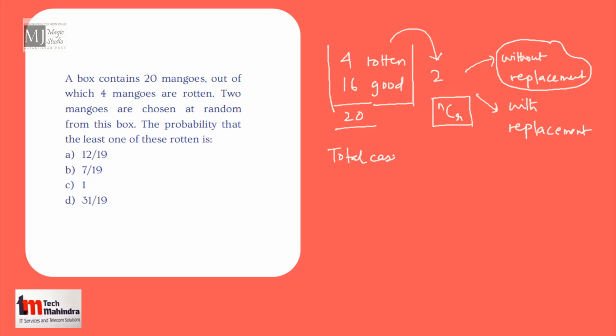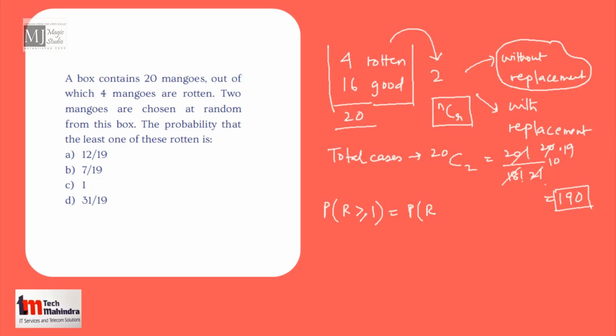So what would be the total number of cases we can have? 20C2. Let's solve this. Factorial 20 by 18 into 2. That would be 20 into 19 by 2. That is 190. These are the total number of cases which we can have. The probability that at least one of these is rotten. At least one of these is rotten means probability that rotten should be greater than or equal to 1. That means we are looking out for probability of rotten is equal to 1, or number of rotten mangoes is equal to 2.